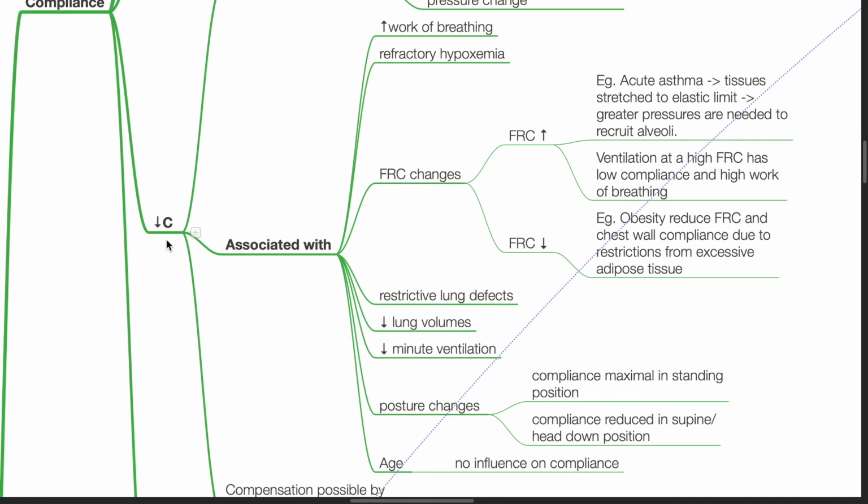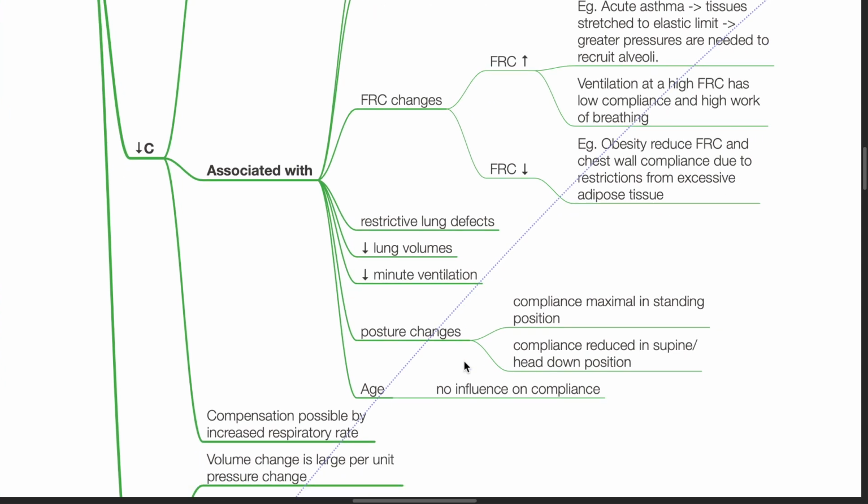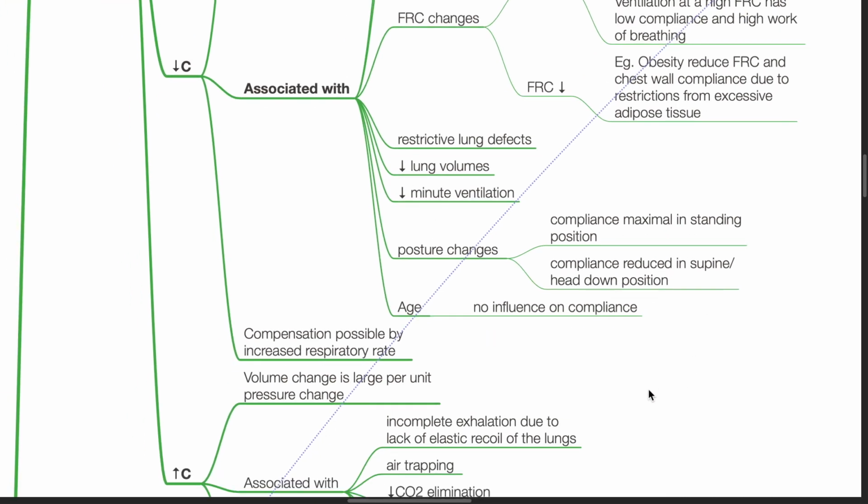Decreased compliance is also associated with restrictive lung defects, reduced lung volumes, reduced minute ventilation, posture changes. Compliance is maximal in standing position and reduced in supine or head-down position. Age has no influence on compliance. Compensation is possible by increased respiratory rate.